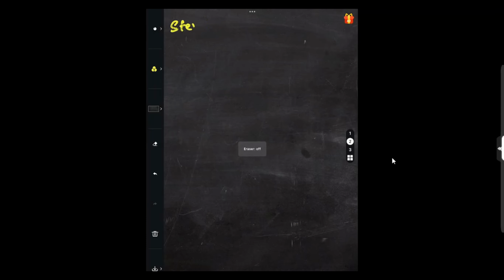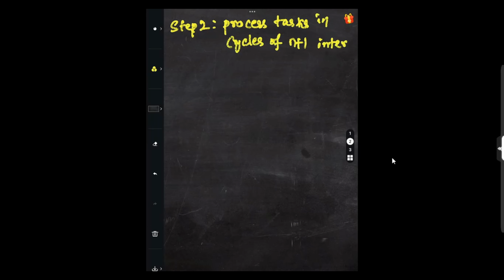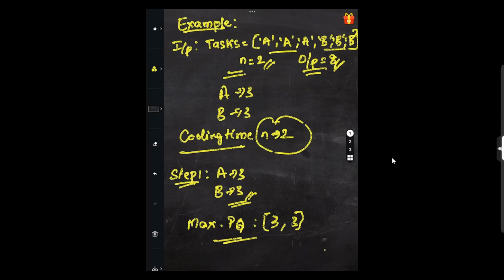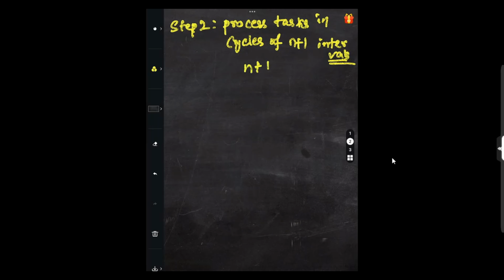Step 2, what we saw in the approach, we have to process tasks in cycles of n plus 1 intervals, right? Here n they have given is 2. N plus 1 is nothing but 2 plus 1. This will be 3, right? So let's go with cycle 1 here.